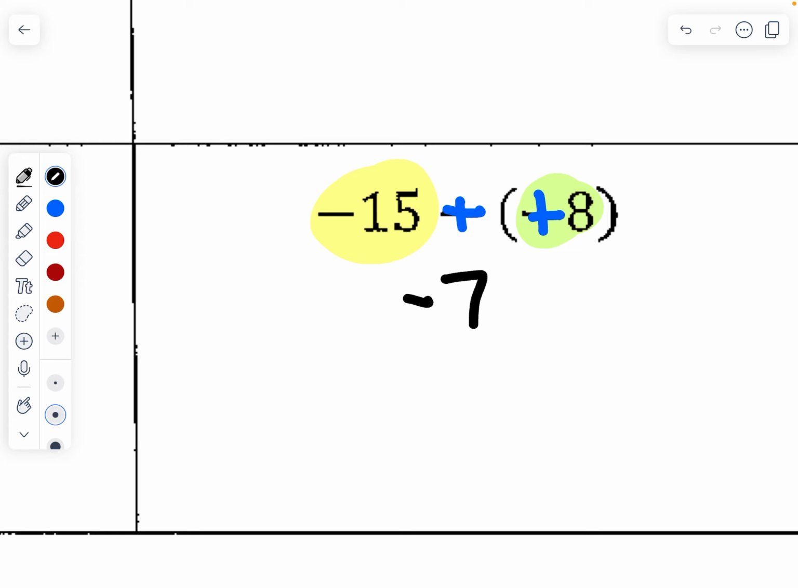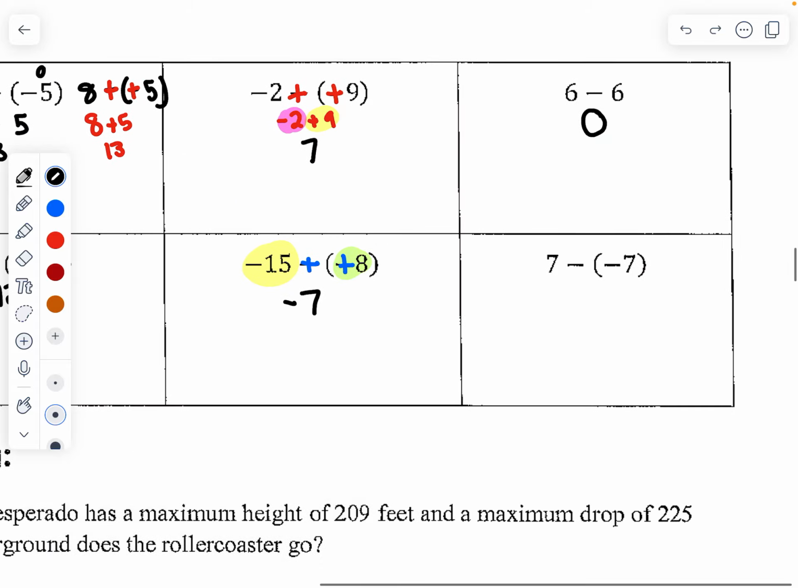The fact that the 8 was a negative at the start of the problem no longer matters because we did the additive inverse here and got rid of them. Now it's a plus. So this is not same signs. Add them. These are different signs.